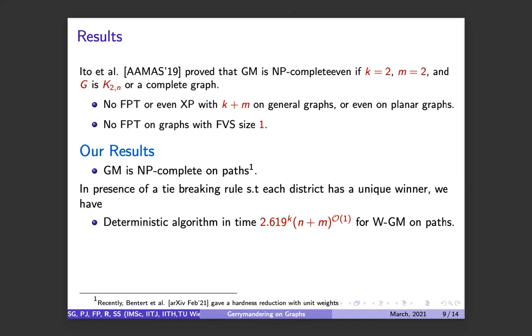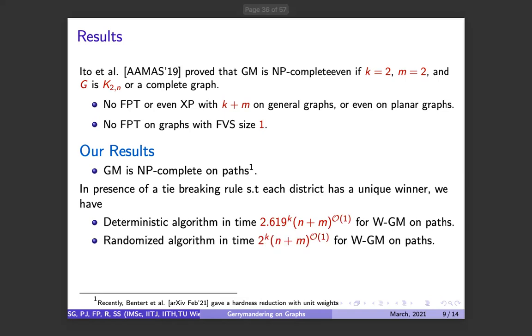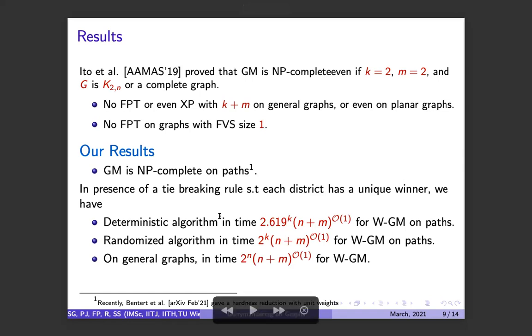And if we assume this, then we prove that for paths, for the weighted gerrymandering problem, we can get a deterministic algorithm which runs in time 2.619^k, and a randomized algorithm which runs in 2^k. And for general graphs, we give an algorithm which runs in time 2^n. So I'll mainly describe the algorithms on paths, and if time permits, I will go into the algorithm for general graphs.